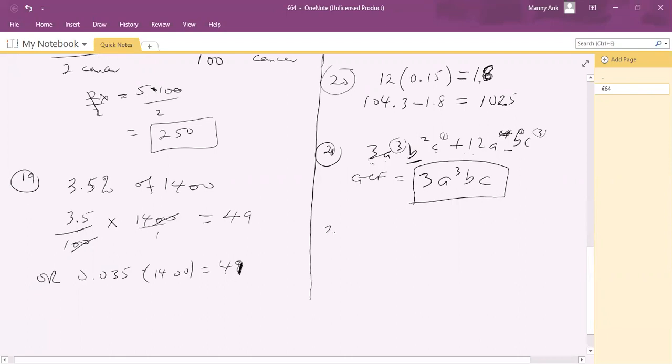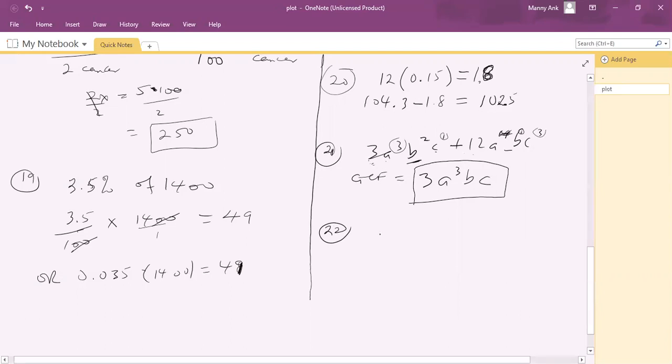And then 22. A 64-ounce bottle of medicine is on hand. Each person X receives 5 ounces. Which of these formulas shows the amount of medicine M left in the bottle? So you have A, M is equal to 64 over 5X, B, M equal to 32 over X, C, M equal to 5X minus 64, and D, M equal to 64 minus 5X.